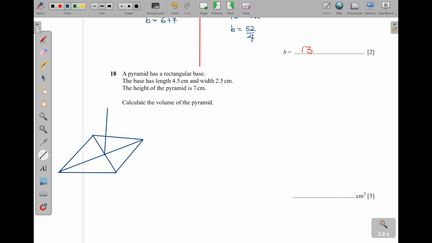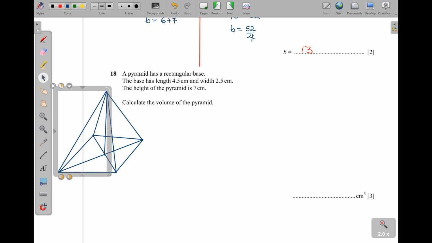So we can have something like this. It has to be vertical here. Now connect to this, connect to that, connect to this, and then this one here, connect it to that. Like that. So that's what we are going to have there. Now they are saying that this is 4.5 centimeters. Then this one here is 2.5 centimeters. And then the height is 7 centimeters. This is our height here, from here.